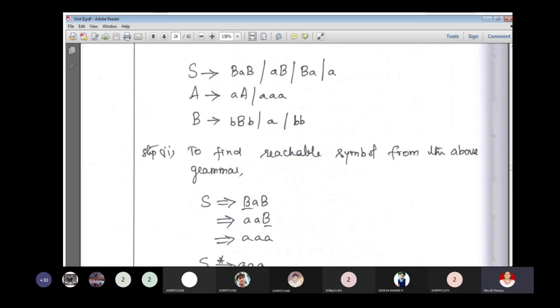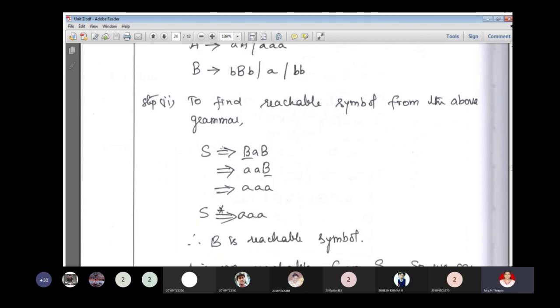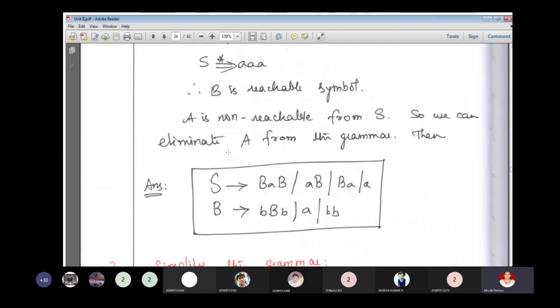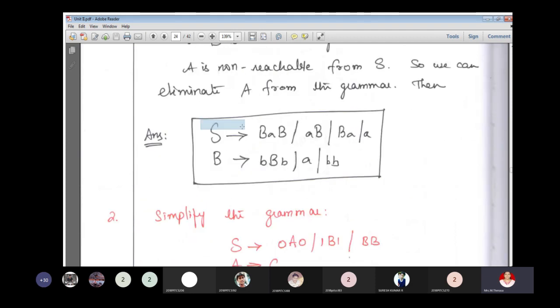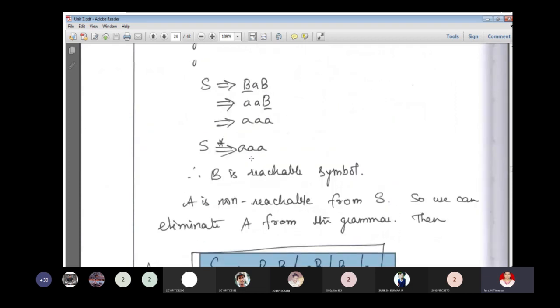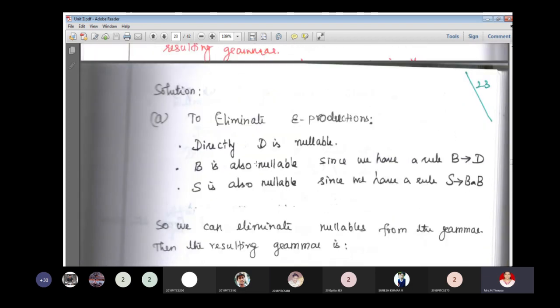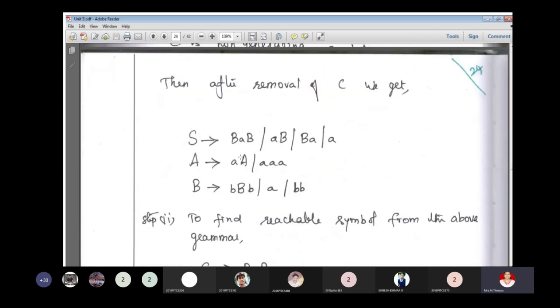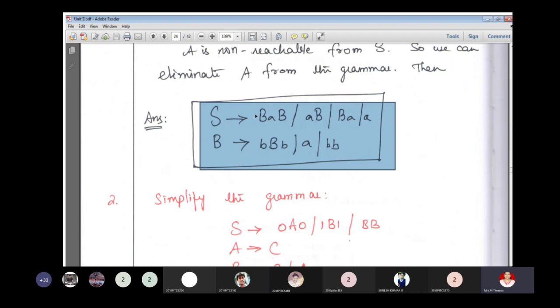Next, what you are supposed to do, you have to identify the not reachable symbols. S tends to BAB, AAB, AA. So here B becomes reachable, whereas A is not reachable. So after eliminating A, at last you can get this grammar. See, initially we are given so many production rules. At last, after simplifying it, you are left with very few production rules, isn't it? So this is called simplification of grammar.